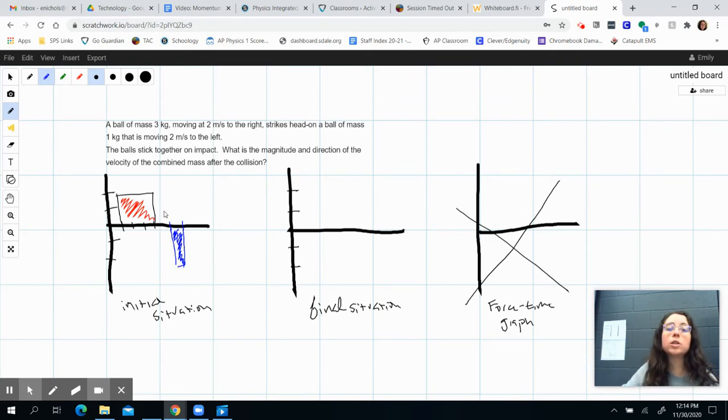Okay, so this is our initial situation. Remember, our initial and our final have to have the same momentum, so the areas of the two graphs have to be equal. I know that they're going to stick together, but I don't know their velocity. So I'm just going to leave a space here for their combined width. That'd be 1 kilogram, 2 kilograms, 3 kilograms, 4 kilograms. So I know it's going to be this wide, and I'll save it for later.